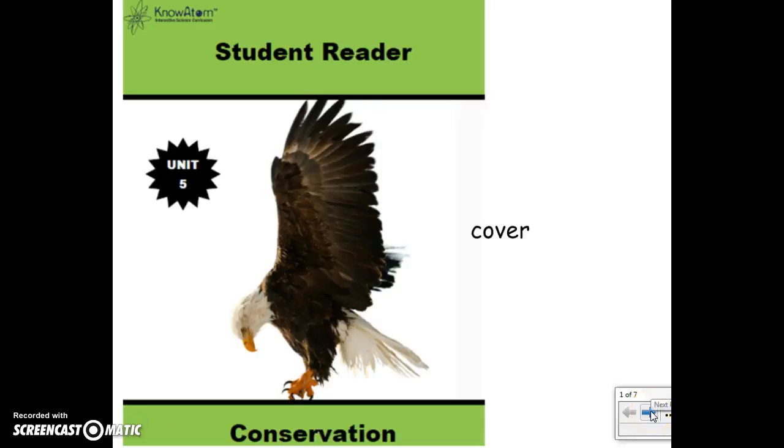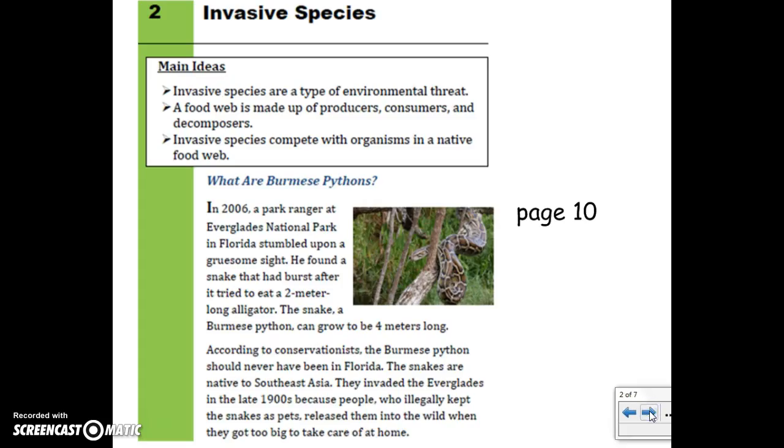Today's reading is in Unit 5, Conservation. 2. Invasive species. Main ideas. Invasive species are a type of environmental threat. A food web is made up of producers, consumers, and decomposers. Invasive species compete with organisms in a native food web.